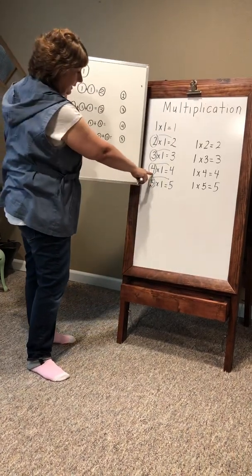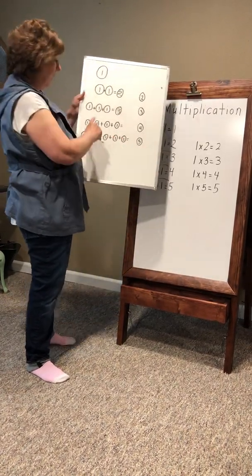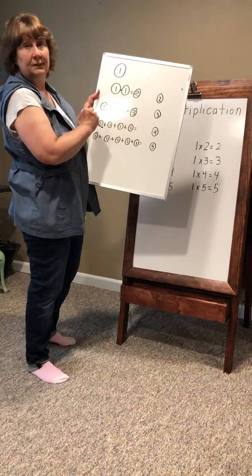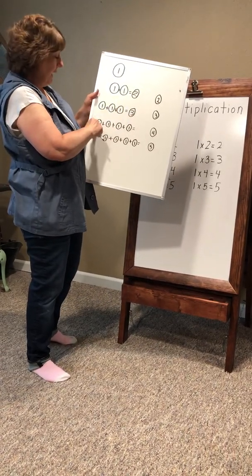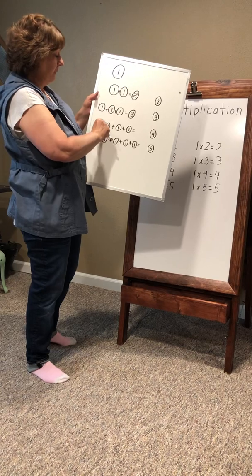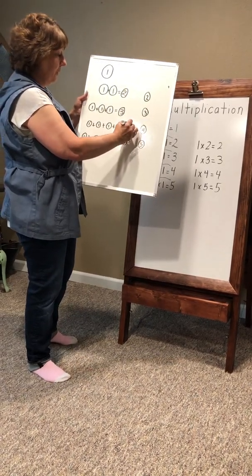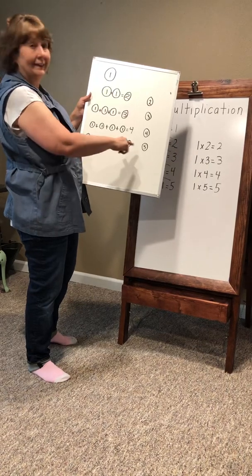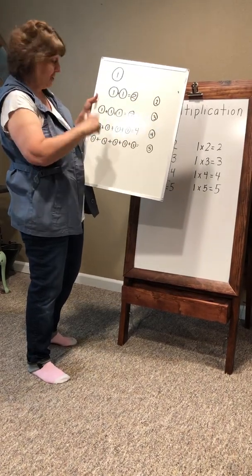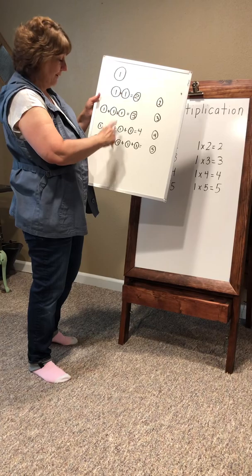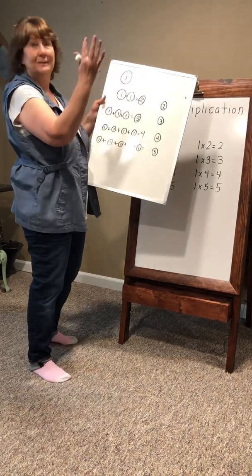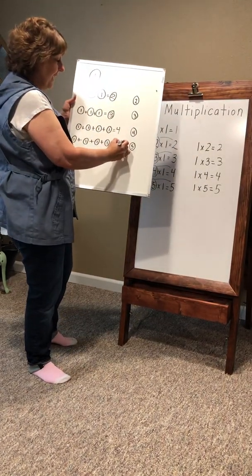This one was 4 groups of 1. See the 4 circles to represent each group, and 1 in each one. 1 plus 1 plus 1 plus 1 would equal your 4. And the last one, the 5 plates with 1 in each. 1 plus 1 plus 1 plus 1 plus 1 is 5.